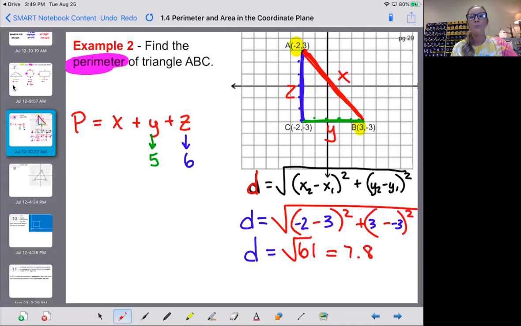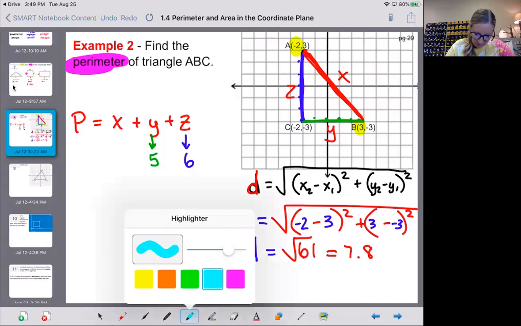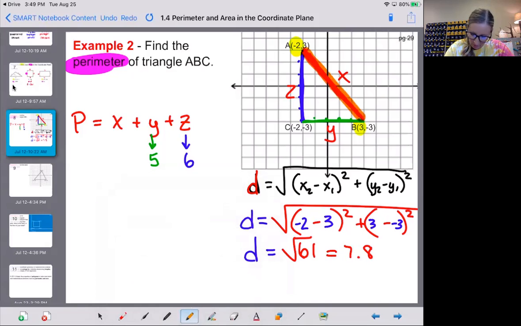Okay, so to recap, we needed the area right here, or not the area, I'm sorry, I keep saying that. We needed the distance right here, or the length, okay, of x. And so to find that, we did the distance formula and we got 7.8. Now, the question was not to find just the length of x, right?